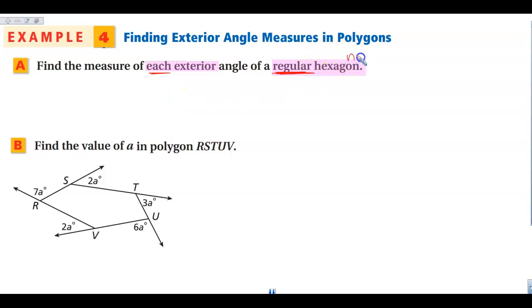A hexagon has 6 sides. So I know that my total degrees in my exterior angles is always 360, no matter what. So if I divide 360 by n, I'm going to get the number of degrees at each angle. So 360 divided by 6 is going to give me 60 degrees.